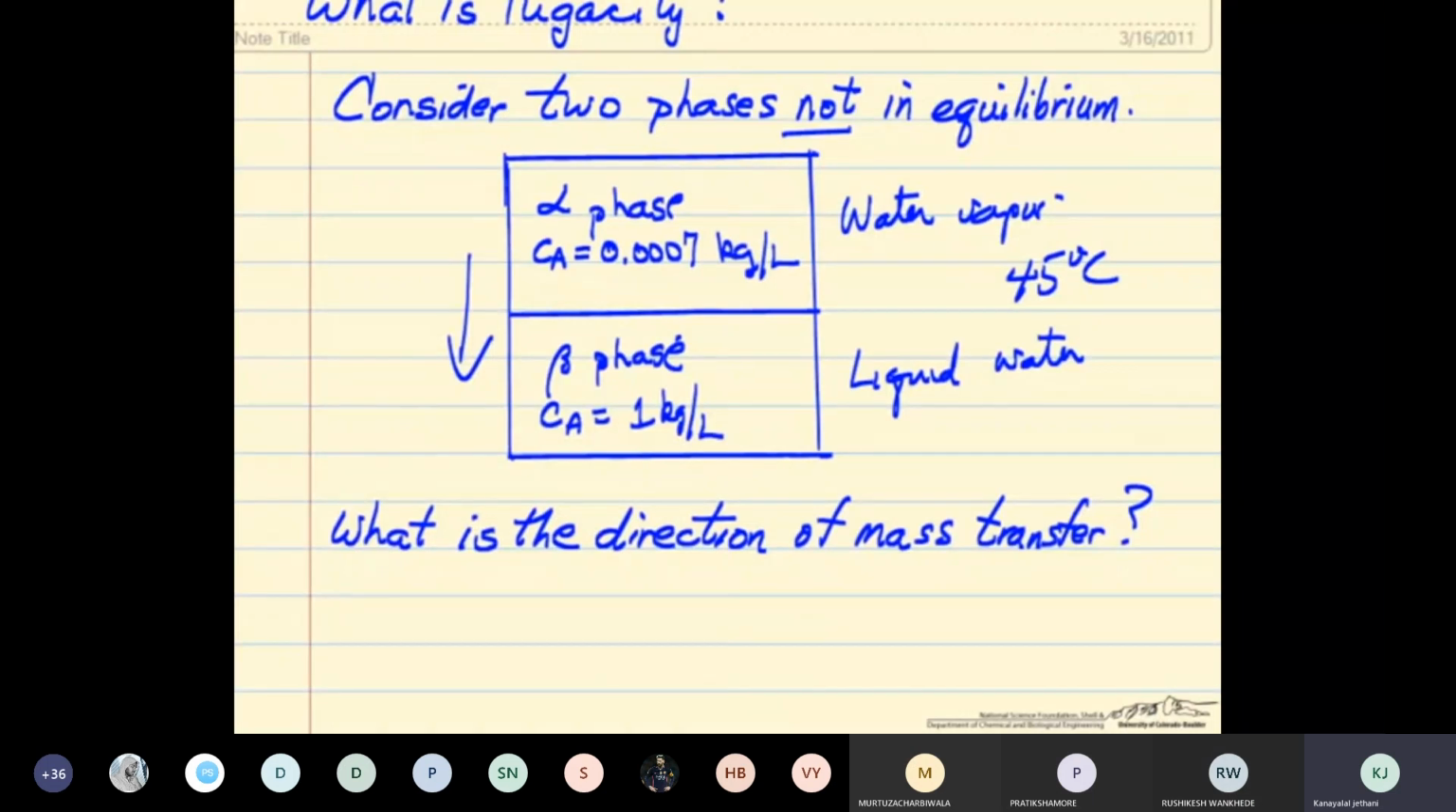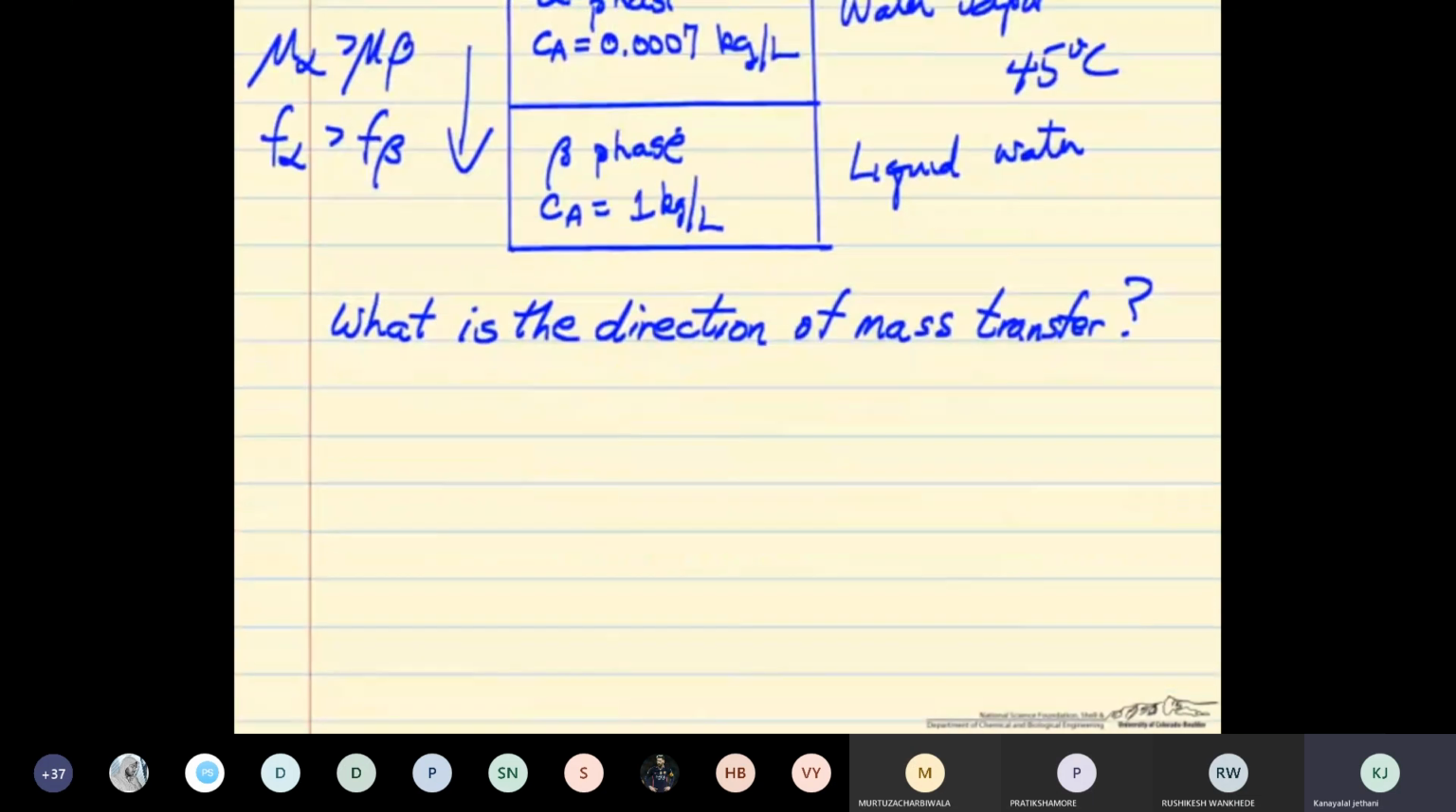Certainly concentration matters and it affects fugacity, but we're going to use fugacity or chemical potential as our determining factor. If the chemical potential in the alpha phase is higher than the beta phase, then mass transfer goes from alpha to beta. And another way of looking at this, it means the fugacity of water is higher in the alpha phase than the beta phase. So the chemical potential is related to the Gibbs free energy, and we use Gibbs free energy.